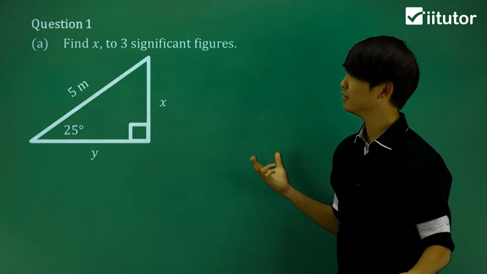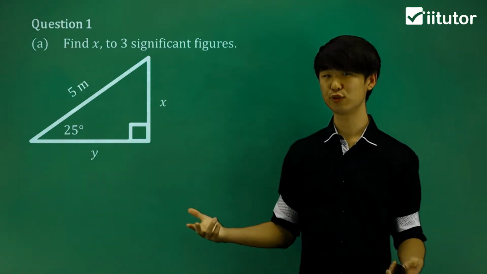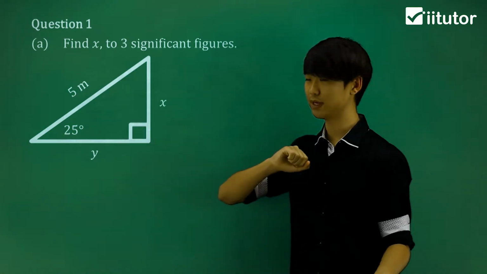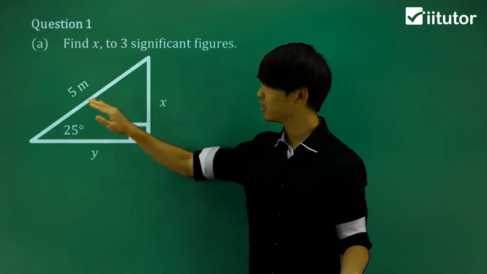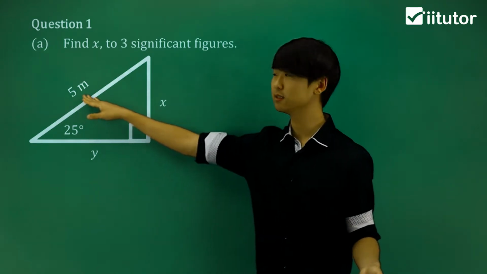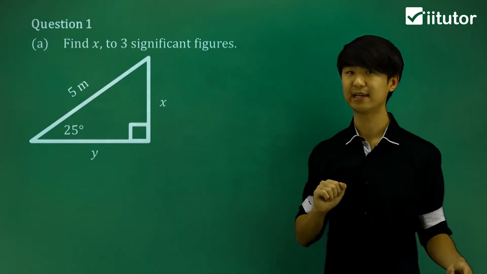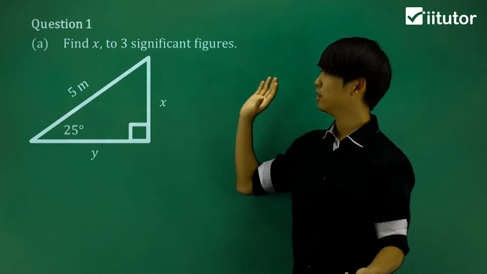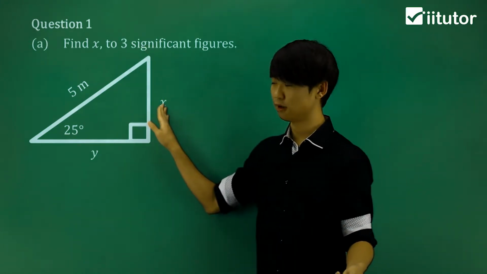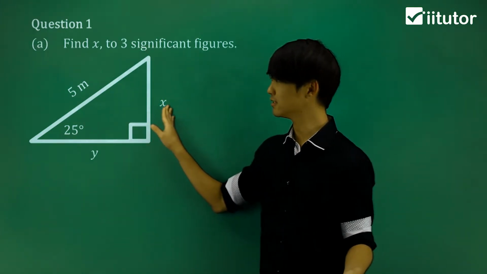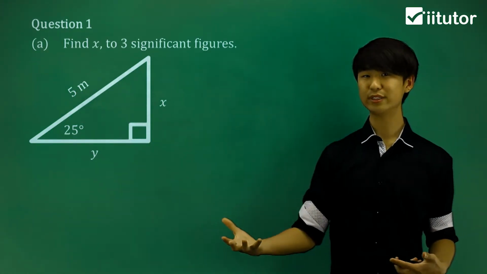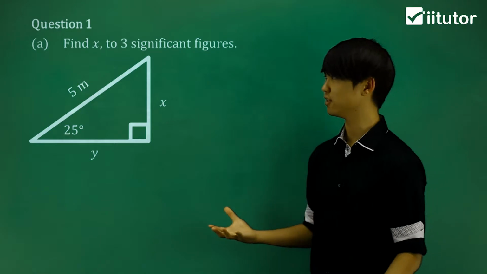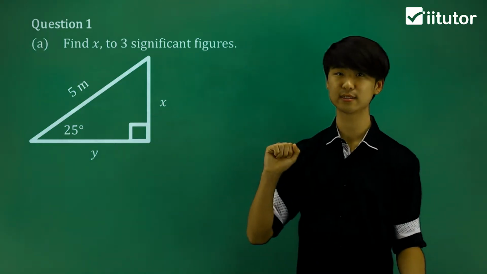Okay, so if we take a look at question 1. Now, part A, find x to 3 significant figures, and we're going to be given this triangle. Okay, so we have the angle here at 25 degrees, we have a hypotenuse of 5 meters, and we have these two sides, x and y. Now in part A, we're after the value of x. So we have x and we know the value of this hypotenuse. I want you to think about which trigonometric ratio we're going to be using here, because we want to find x.